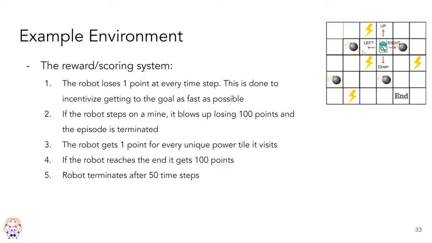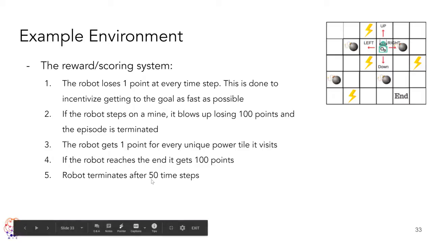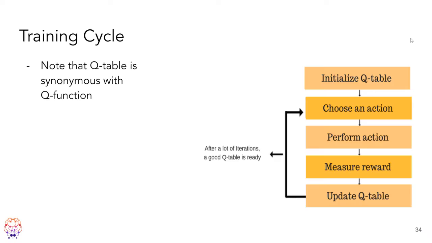One, every time the robot makes a step in any direction, he's going to lose 1 point. That's simply to penalize him, saying, hey, we want to get here as fast as possible. Another rule is if he lands on a bomb, he blows up, loses 100 points, and the episode ends. If he lands on a power-up, he gets 10 points. And if he reaches the finish line, he gets 100. So there's only going to be 50 time steps, so it is going to terminate eventually. That's to stop the robot from indefinitely just going left, right, left, right, left, right.